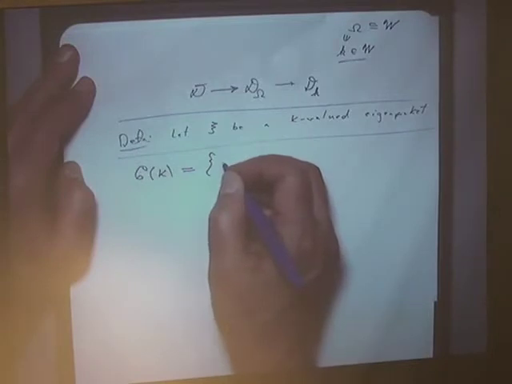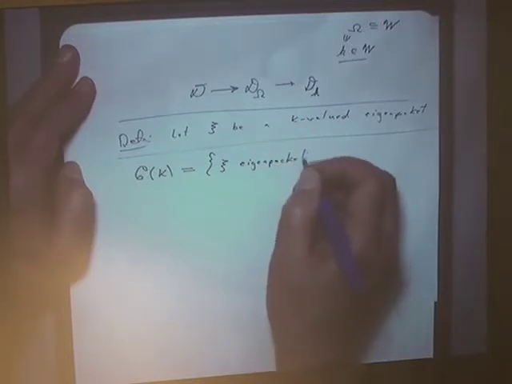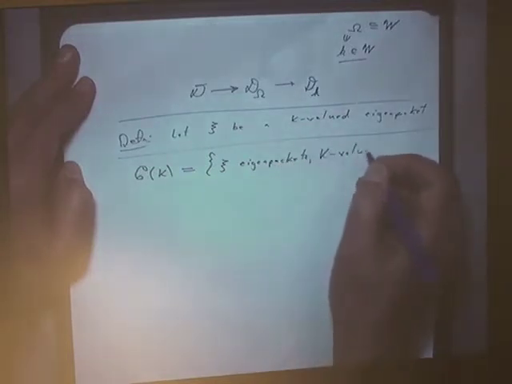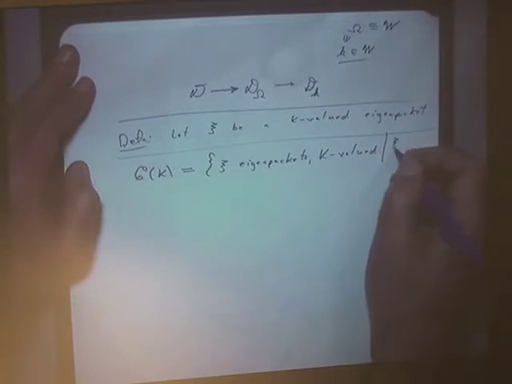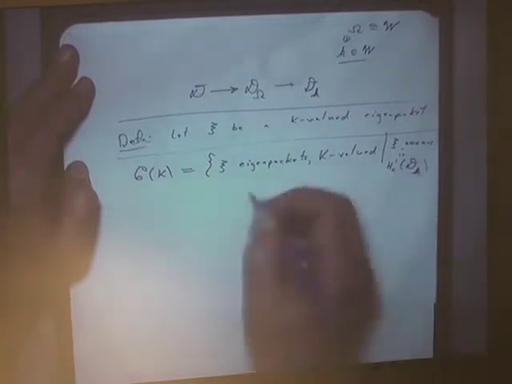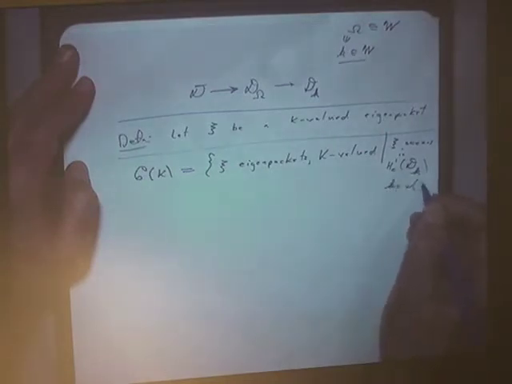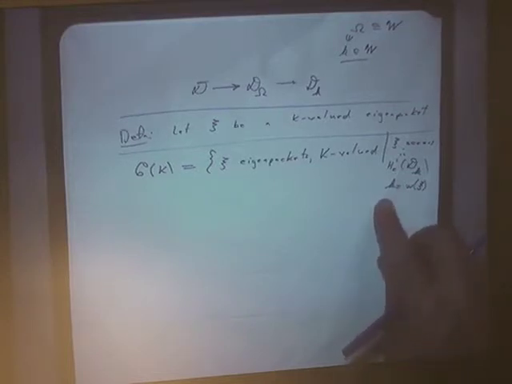C of K is the set of k-valued eigenpackets C such that C occurs in the compactly supported cohomology of D sub K, where K is the weight of C. Remember that C includes a morphism from lambda to K, and that map from lambda to K determines a point in the weight space. When I say K is the weight of C, that's what I mean.